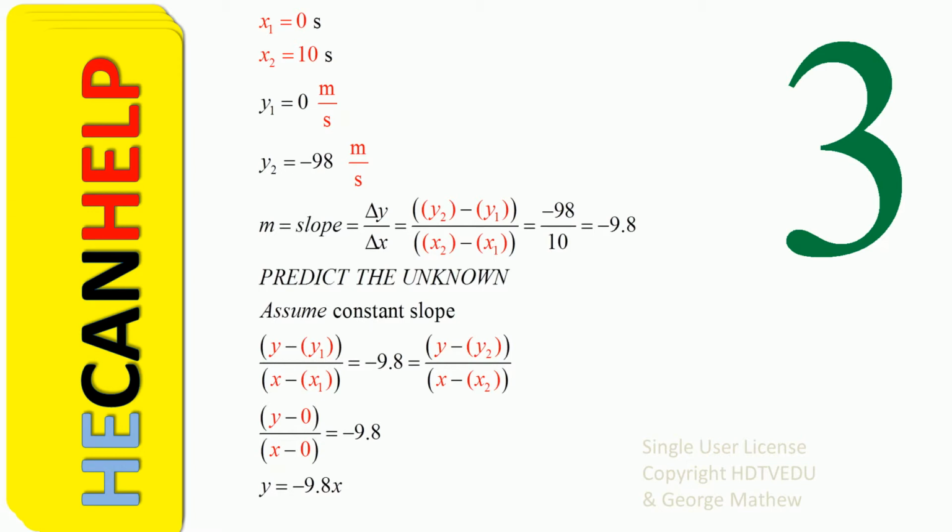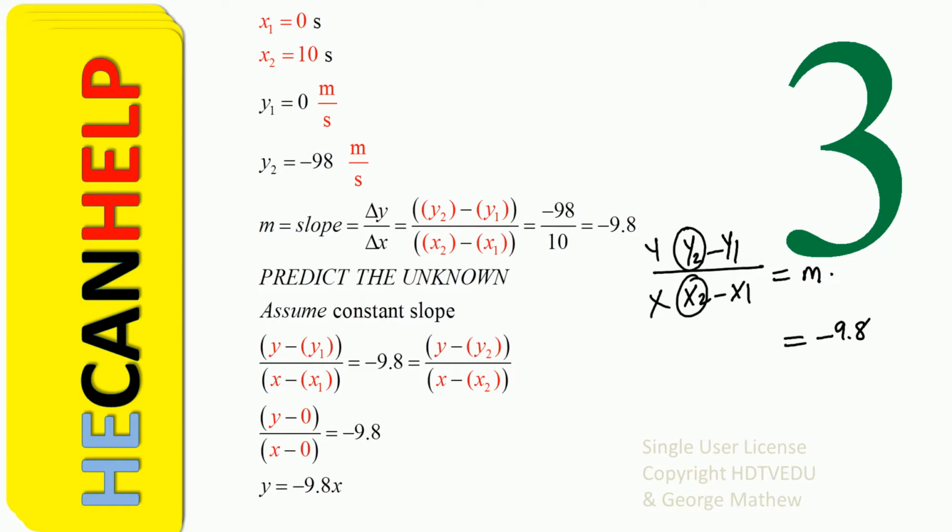So how do we predict the unknown? Again, y2 minus y1 over x2 minus x1 is your slope. We already know the slope, negative 9.8. We change y2 to y, and x2 to x, the unknown. Do not forget, slope is a constant. When slope is a constant, it does not matter which points you choose.